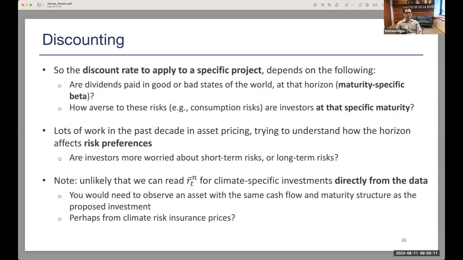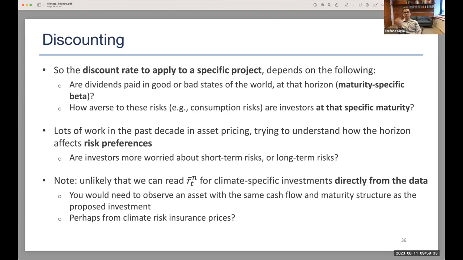Okay, good. So before we go to some more structural work, the discount rate to apply to a specific project depends on the following. It depends on the climate beta, whether dividends, or mitigation benefits, you can think, are paid in good or bad states of the world at that horizon. Okay, so you can think of the maturity-specific beta.